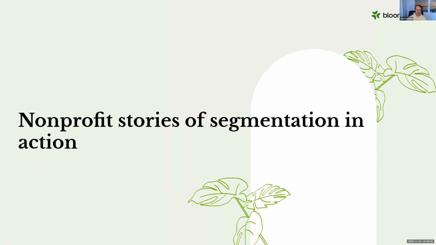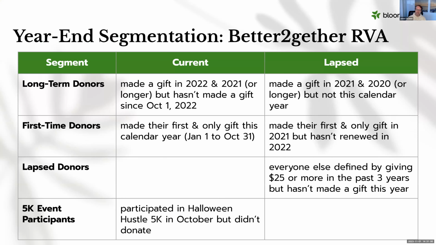So I've got a couple of stories of segmentation in action here. This is from Better Together RVA up in Richmond, Virginia. I picked this one because they're about an hour away from where I live. They segmented a couple of different ways, as we're going to see over the next couple of slides. They looked at their current donors versus their lapsed donors, but then they broke it down into 4 different categories from there. So they looked at long-term donors, first-time donors, lapsed donors, and then event participants.